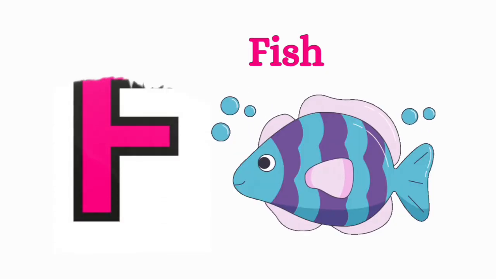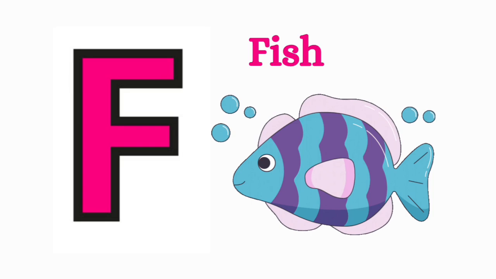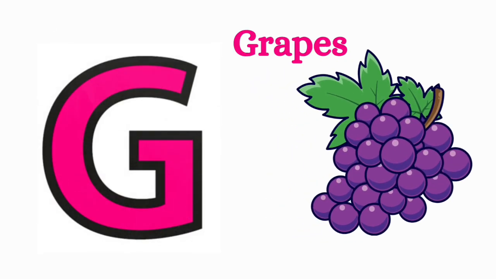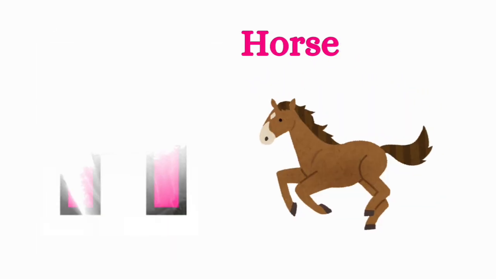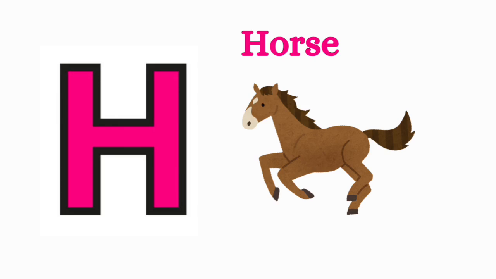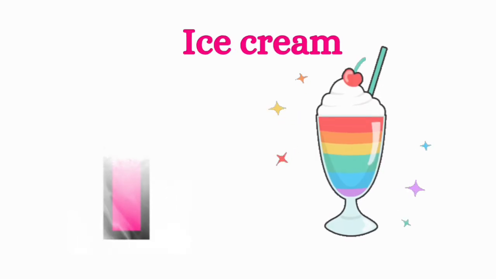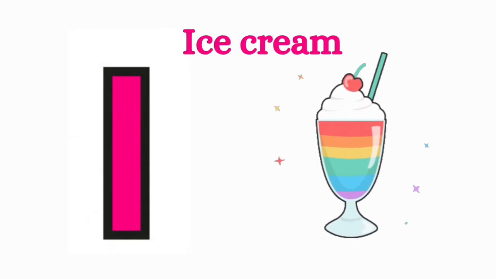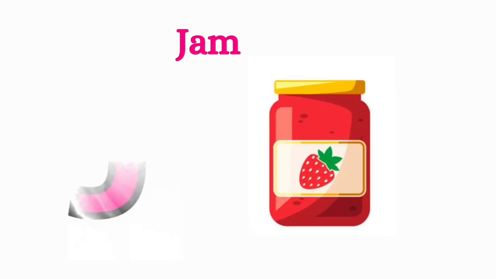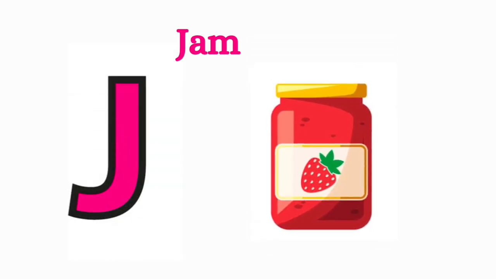F for fish. G for grapes. H for horse. I for ice cream. J for jam.